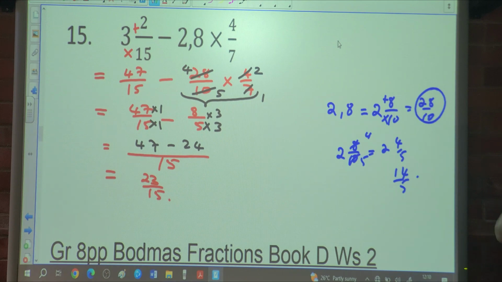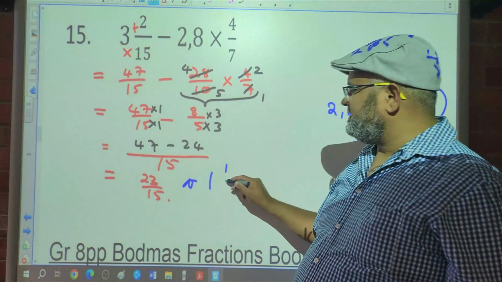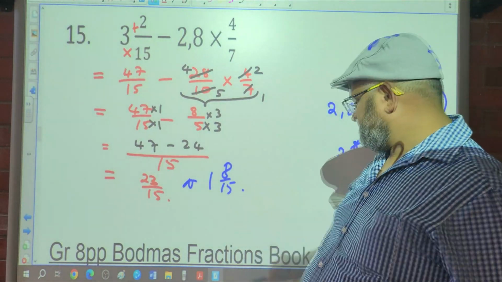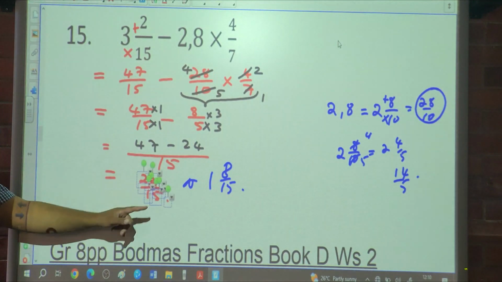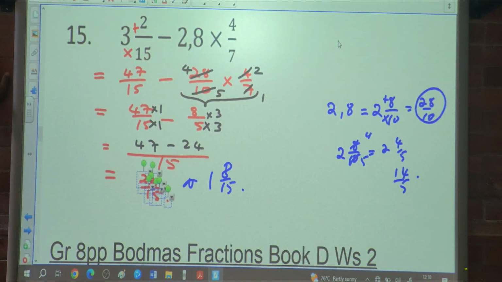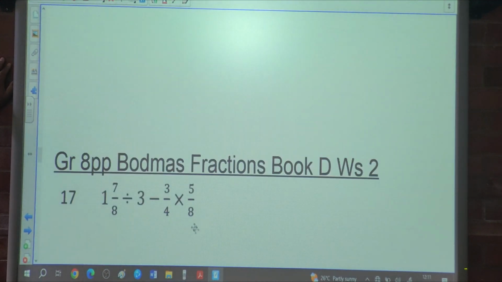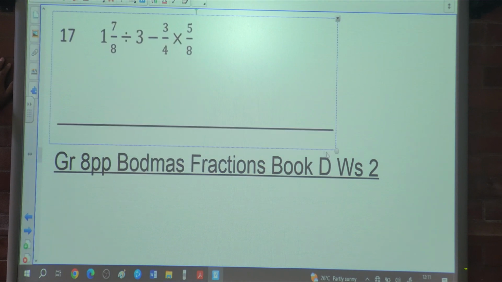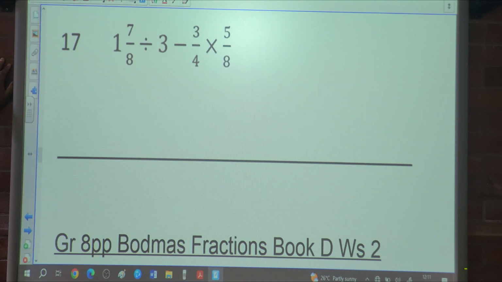If you simplify it, it's 1 and 8 over 15. This here? Yes. Oh, 1 and 8 over 15. Okay, so I am accepting improper fractions. Okay. So later on when we speak with regards to algebra, we would want you to leave your answer in mixed form or improper form. Okay. People, for number 17, what do we do here?